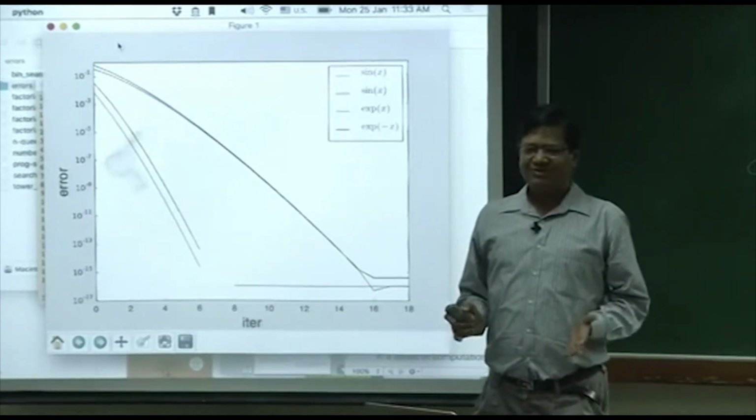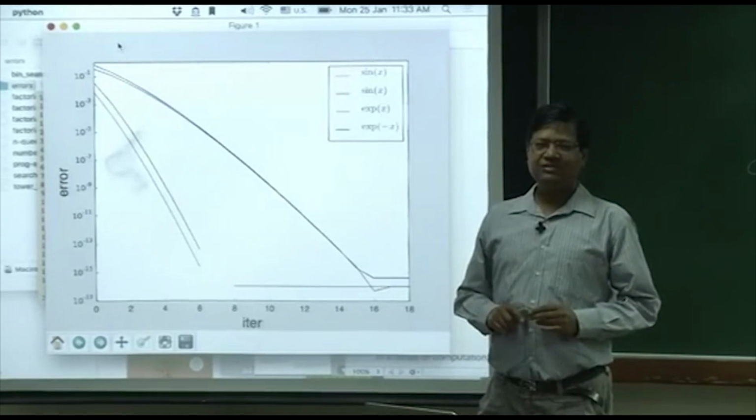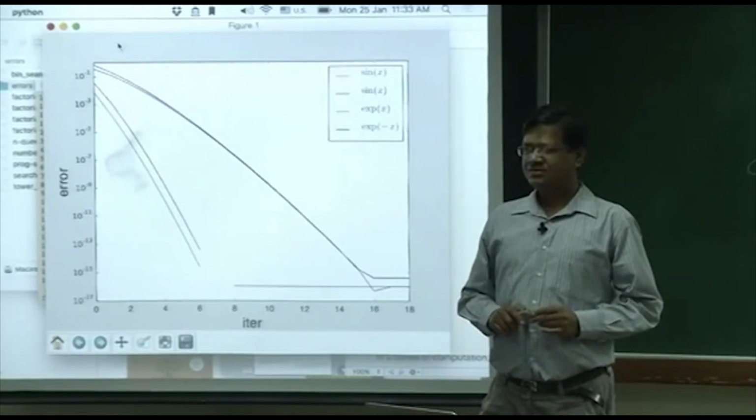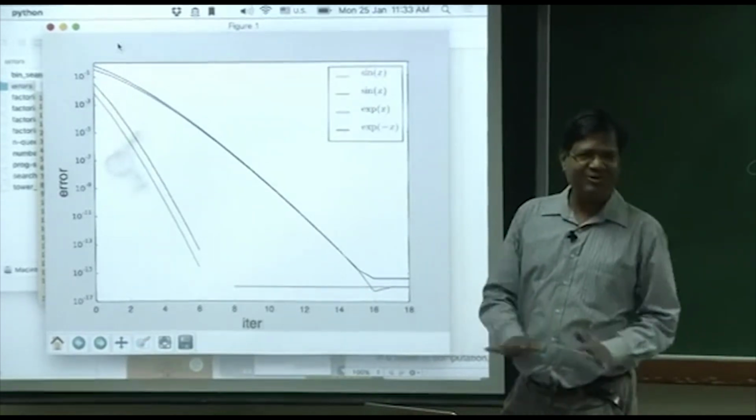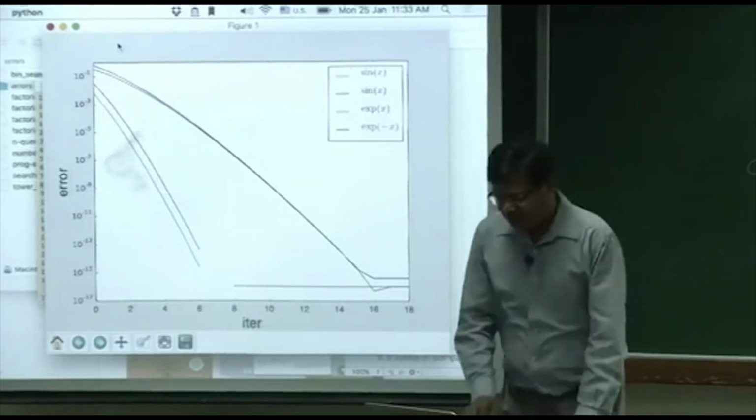So, this is about error. Nothing more I want to say about errors. Any questions? All clear, is it? Okay, good. Anyways, it is simple. You know it from your experimental physics course.